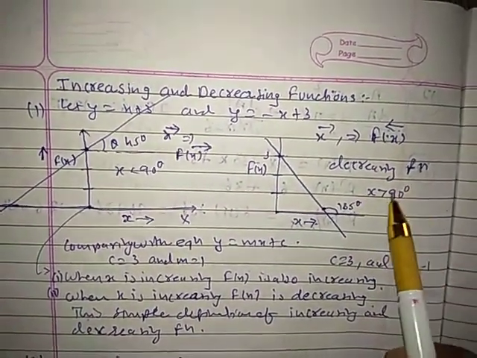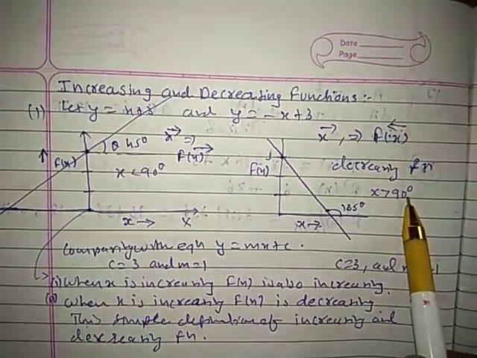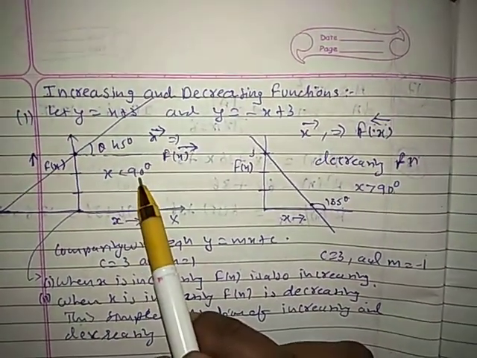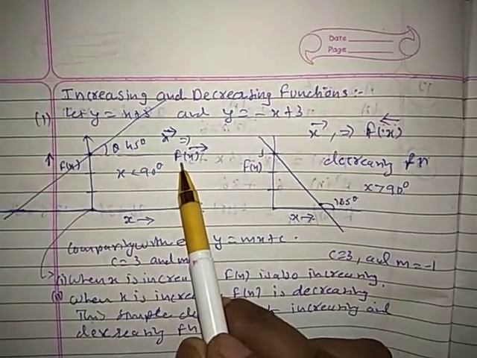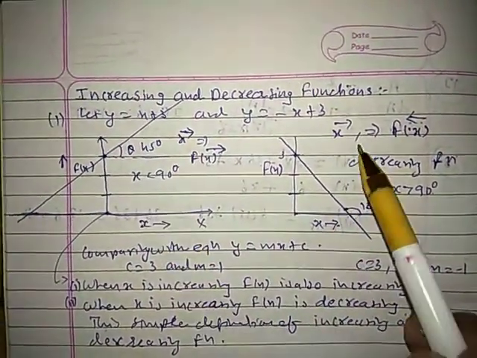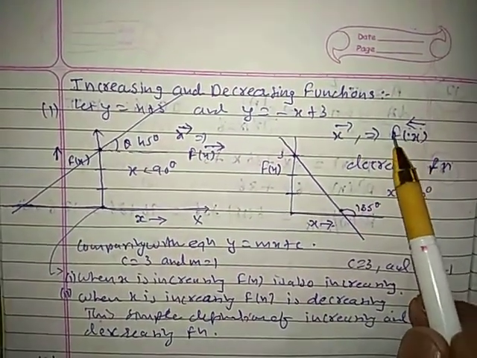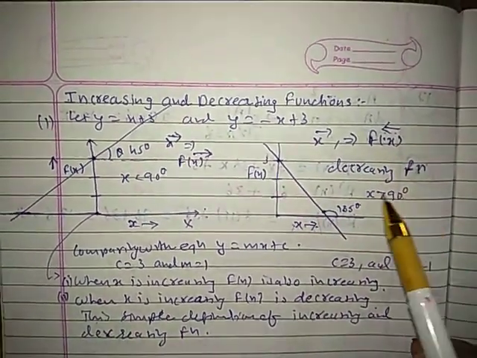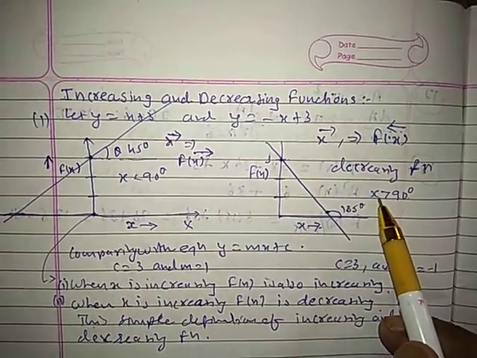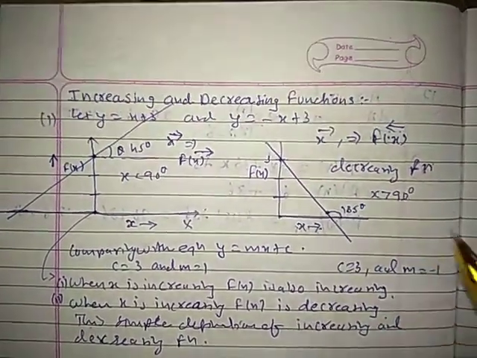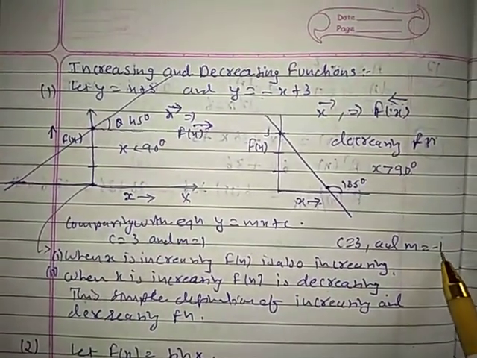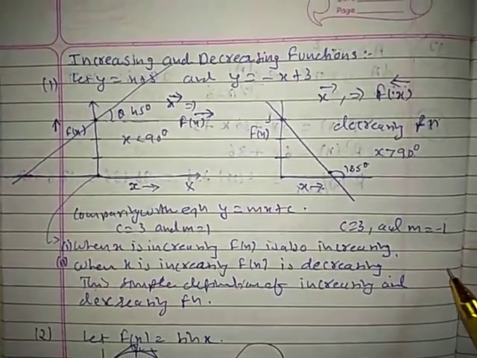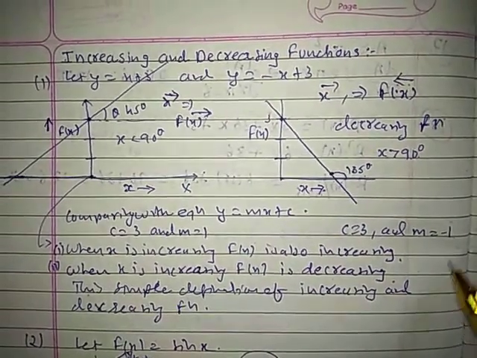And whenever it is a decreasing function, the value of theta is greater than 90 degree. Comparing this, what is an increasing function? Theta is less than 90 degree. When x is increasing, f of x is also increasing, and theta is less than 90 degree. When x is increasing, f of x, not f dash, f of x is decreasing, so it is a decreasing function where theta is greater than 90 degree. Minus 1 means tan theta is minus 1, which is 135 degree.